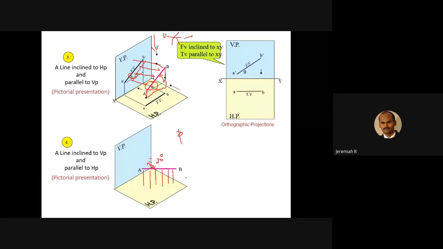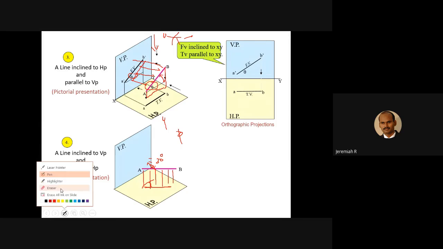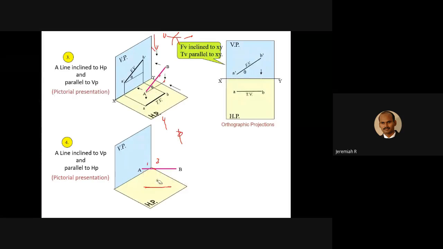When you see it from the top, what do you get? Sorry, you'll get an inclined line equal to this angle. This you have to use only. So when it is inclined to HP, we have to use the notation theta. When it is inclined to VP, you have to use the notation phi.